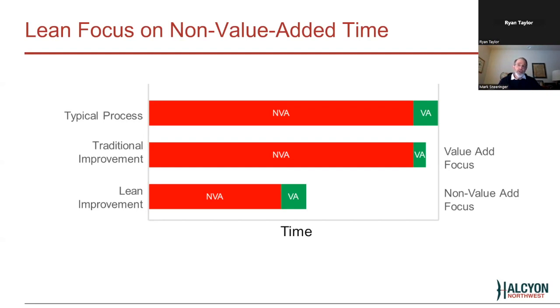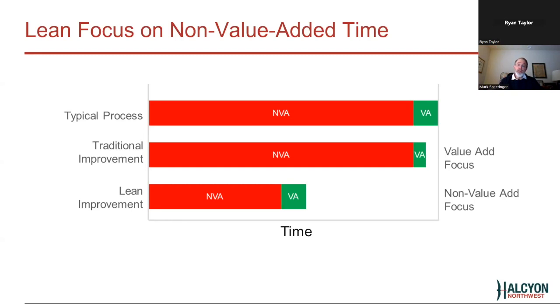So when you think about how a lot of traditional improvements happen, the focus is on that value added part. How can I do that better? How can I do that faster? And even if you cut that time in half, you really haven't made a serious dent in how much time it takes the process to deliver the customer's value. But if you cut that non-value added time in half, then you've got a much faster process, much closer to what the customer would really like to see.